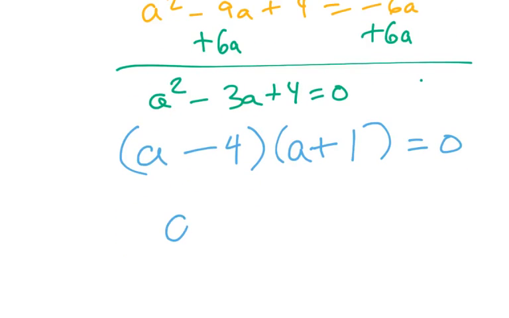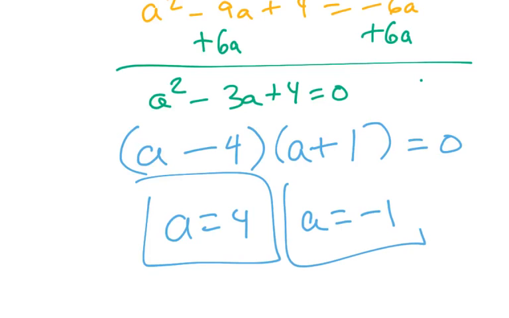Then we solve each of these. So a is 4 and a is negative 1. Hopefully that's apparent. We just added 4 to the other side and then we subtracted 1 to the other side. And there we have it. So, hopefully that makes sense.